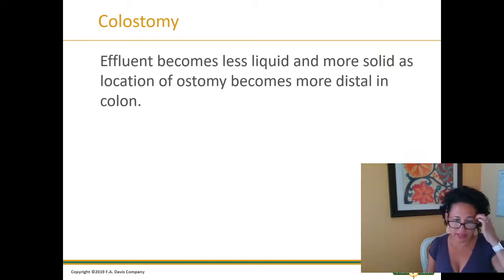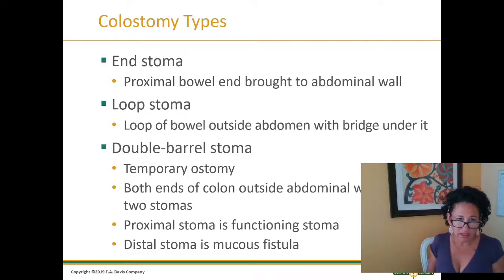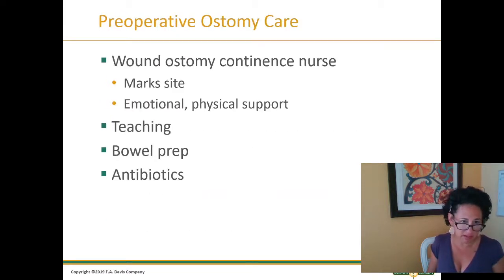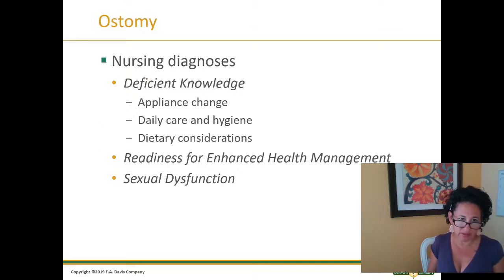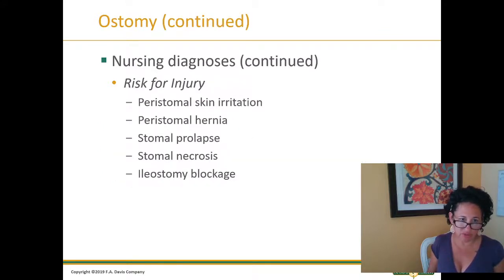Less fluid, less liquid, and more solid as the location of the ostomy becomes more distal. These are the different types of colostomies. There are three different types. You can find those on page 683. We've talked about ostomy care, colostomy bags, those types of things. So this is all stuff that you are familiar with. So just review these.